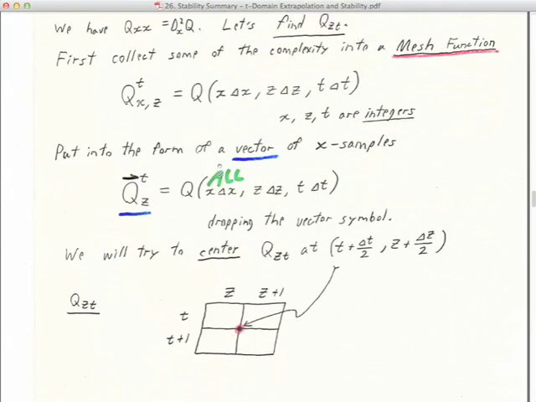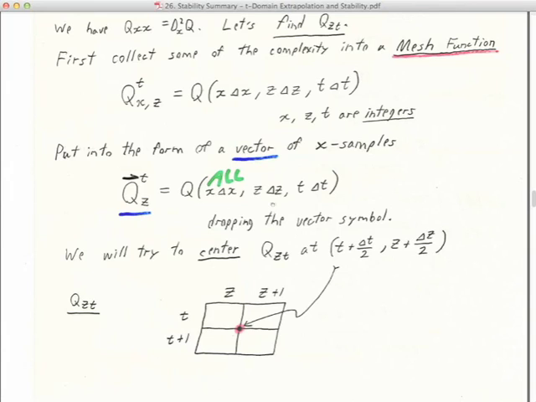We then put that into the form of a vector by saying this vector q, with the vector symbol over the top of it, is going to be at a particular t and a particular z, but it's going to be all x. So we have q at z times delta z, and at t times delta t, but we don't say which x it's for because it's for all x, all values of the x index from 0 to n, however wide the model is, the calculation area of the data set.